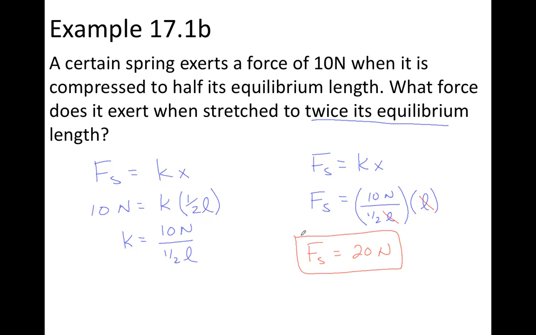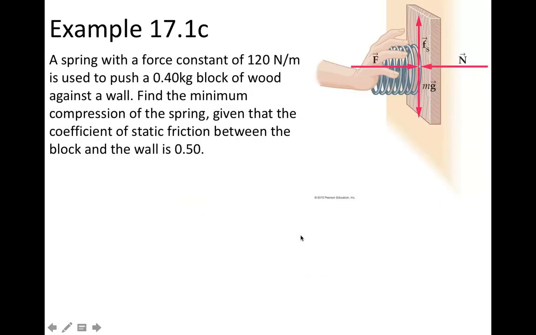Now for one more example. This one's a little more complicated. Here we have a spring with a force constant of 120 newtons per meter being used to push a 0.4 kilogram block of wood against a wall. We want to find the minimum compression of the spring, and we're given the coefficient of static friction. So we should remember that coefficient of static friction is mu s, and so we have that value.